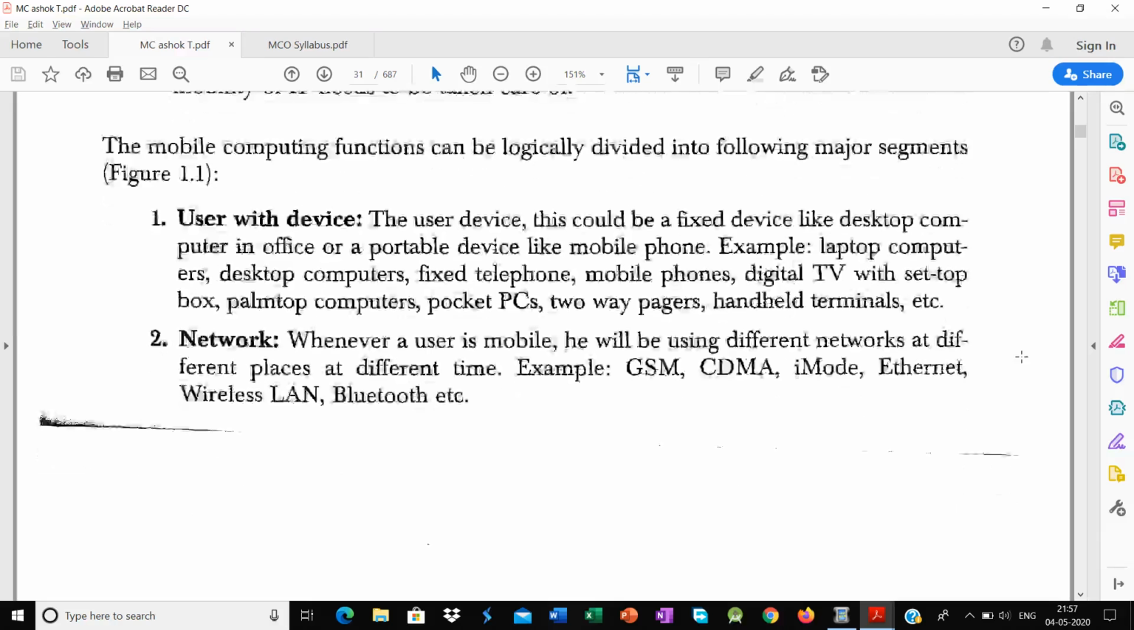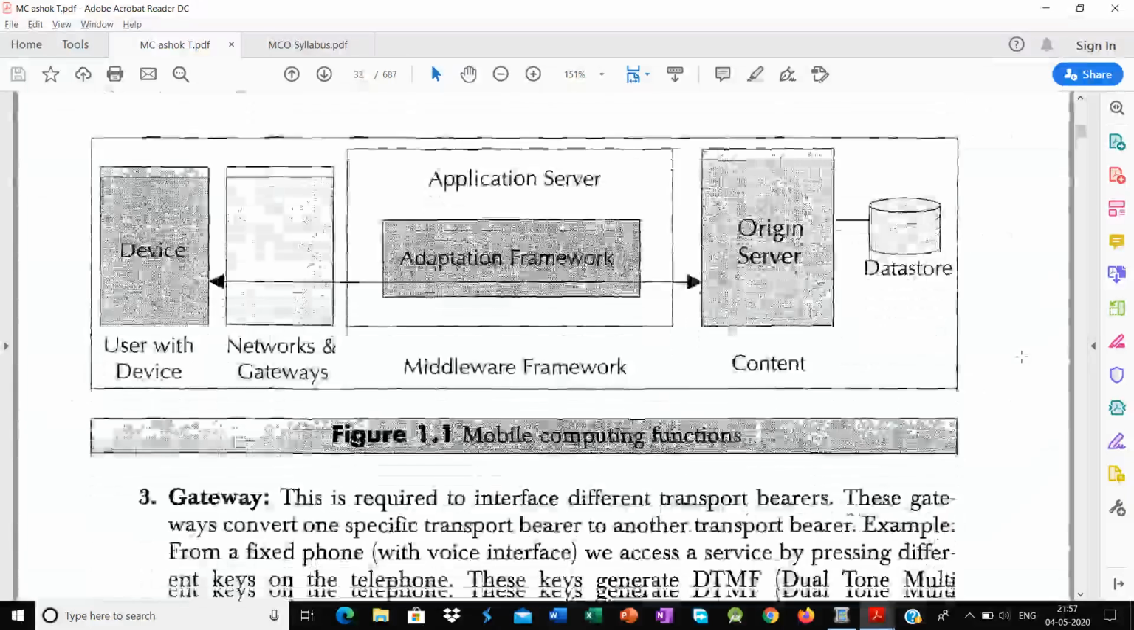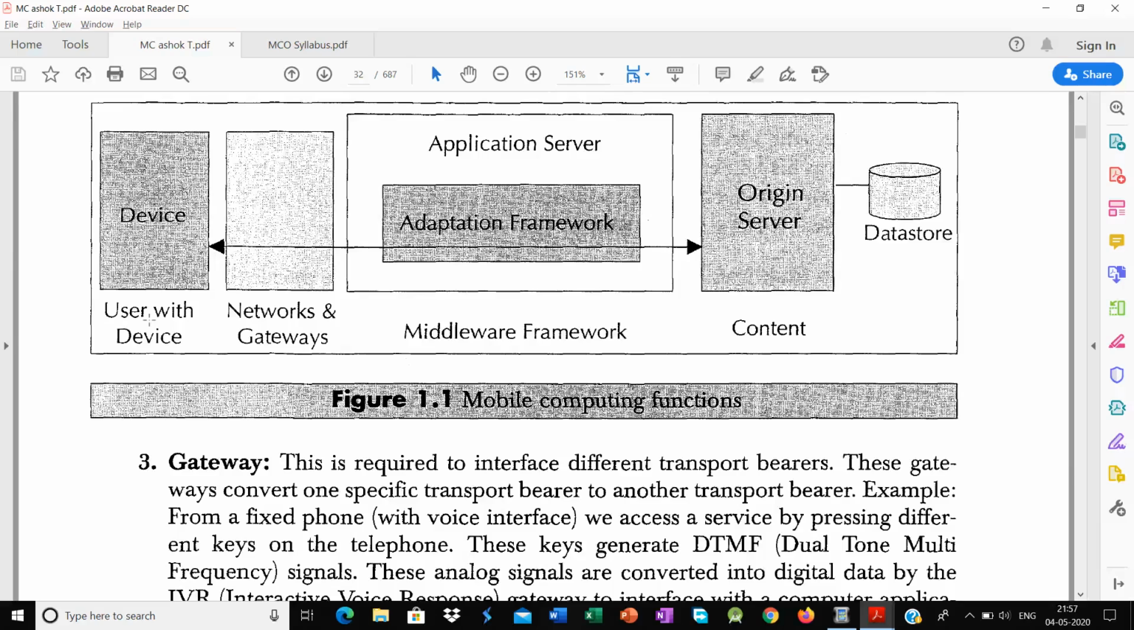First is the user device, that is a user which uses a number of devices like desktop computer, portable computer, laptop systems. So user with device is one segment. Another segment is network, where different networks are placed at different times, like GSM, CDMA, I-mode, Ethernet. These different networks are used for the transmission or movement from one network to another network. Again, you can draw this diagram for your answer. See, there is a device, that is your cell phone or user with a cell phone. The networks are there with gateways. Gateways are the devices which convert one protocol system into another system calls.